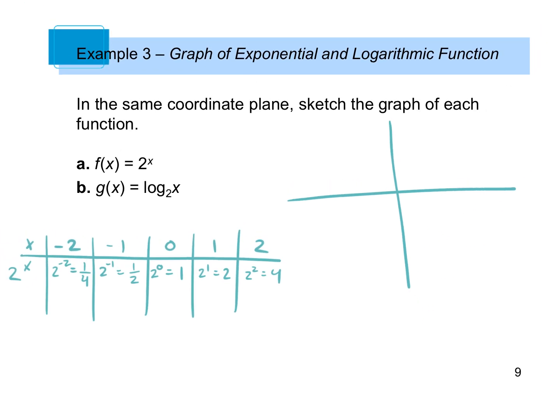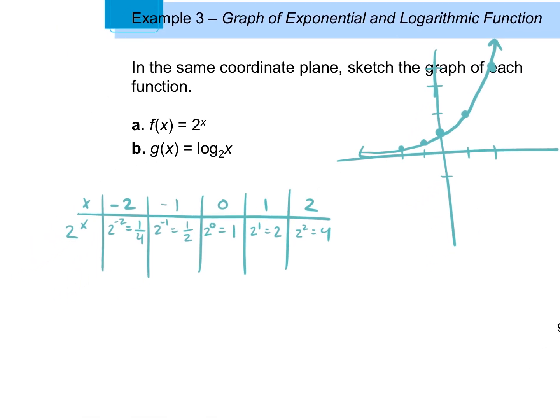Perfect. So let's graph these points. So I start with -2, 1/4. So I'm going to go to the left, -2, and up 1/4. Then -1, 1/2. So go to the left, -1, up 1/2. 0, 1, stay at 0, go up 1. 1, 2, the right one, up 2. And then 2, 4. We're going to go up 4. There. So our graph looks like this. This is our exponential function. We graphed these yesterday.